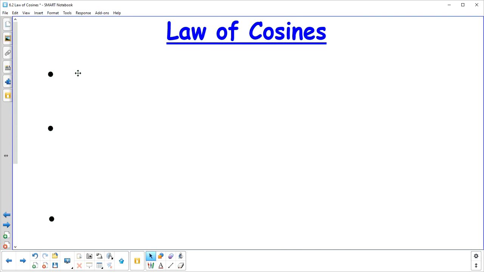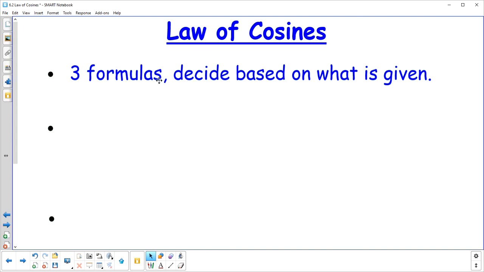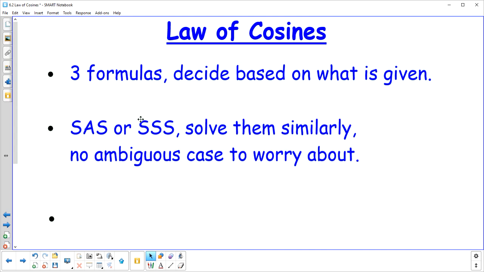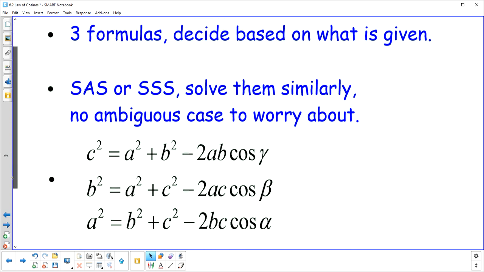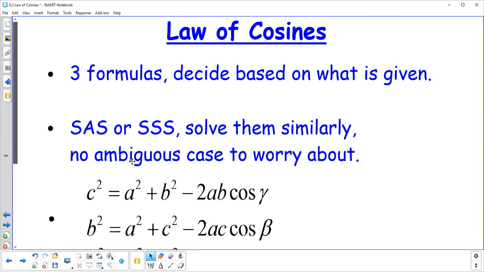Okay, just a reminder about law of cosines. There's three formulas, and you're going to use one based on what is given. The nice thing is there is no ambiguous case here to worry about. So if you're given a problem, you're definitely going to have one and only one triangle. If you don't have the formulas down in front of you because they're in your other notes, I would definitely copy them down right now.